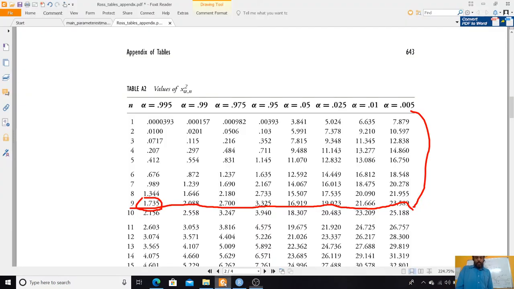So here was the chi-square table. n were the degrees of freedom. I had come down to 9, or n minus 1. For us, it is 9, the degrees of freedom. When alpha by 2 was 0.005, then I used this. This gave me 23.589, as we just saw. And when it was 0.995, it gave me 1.735. Okay, so this is how you read off the table.